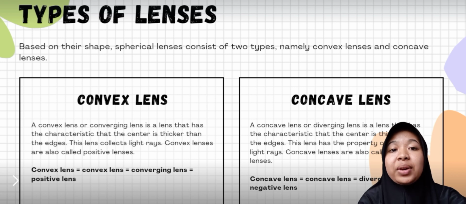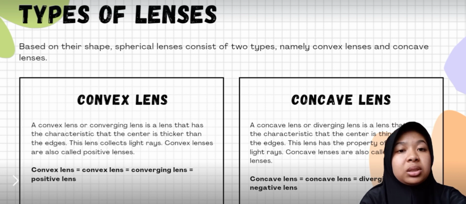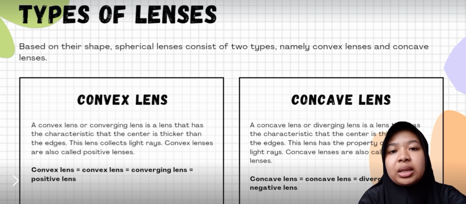Okay, a convex lens or converging lens is a lens that has the characteristic that the center is thicker than the edge. This lens has the property of converging light rays. Convex lenses are also called positive lenses, or can be expressed as convex lens equals converging lens equals positive lens.